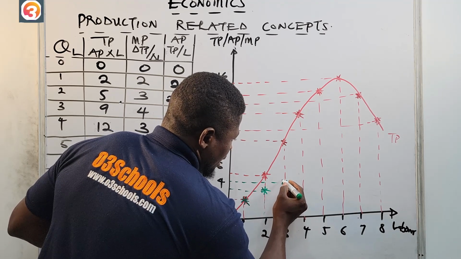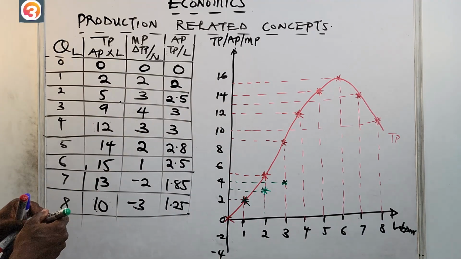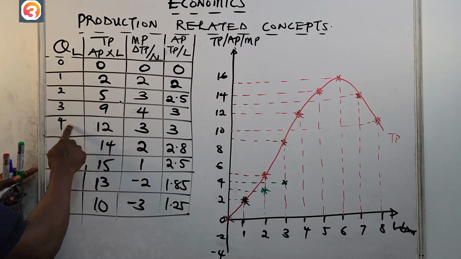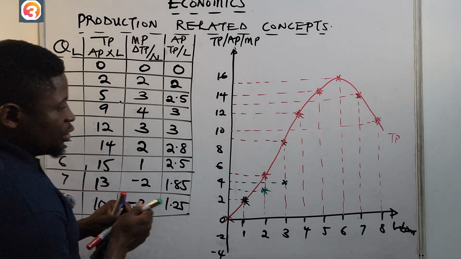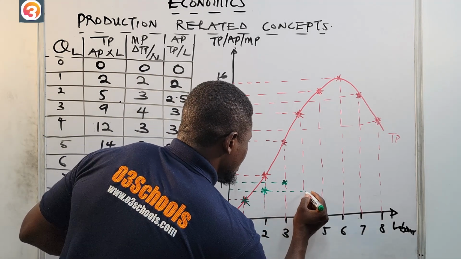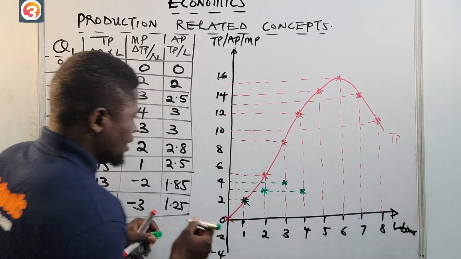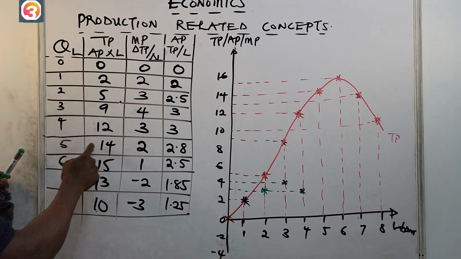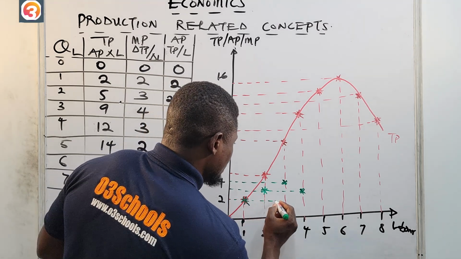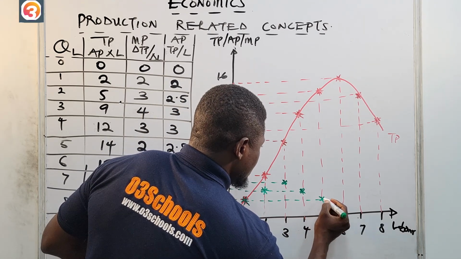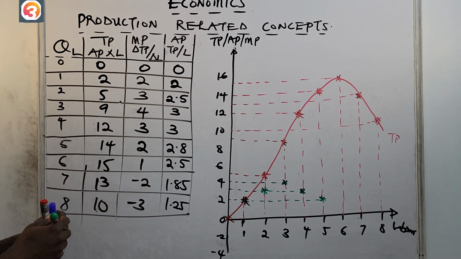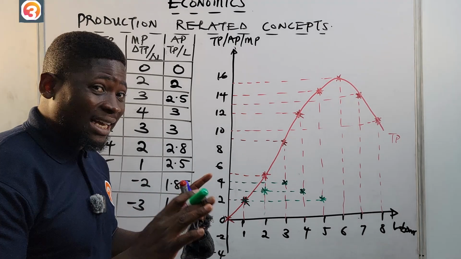We mark. So now, when labor was 4, MP was 3. Where's our 3? Here. So we trace it here to meet it. Very clear. Now, when labor was 5, it was 2. Where's our 2? 2 is here. So we trace it to meet it. Now, let us manage the values. You can draw it out yourself so that you understand it better.